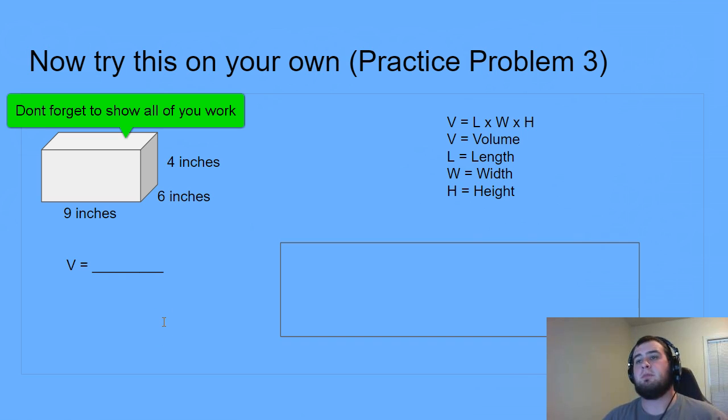Now I want you to try this third practice problem on your own. But before you pause the video, I'm going to set it up and explain it a little bit. Our rectangular prism is 9 inches by 6 inches by 4 inches. You'll notice that on your worksheet and on this slide, I haven't written out all the steps.